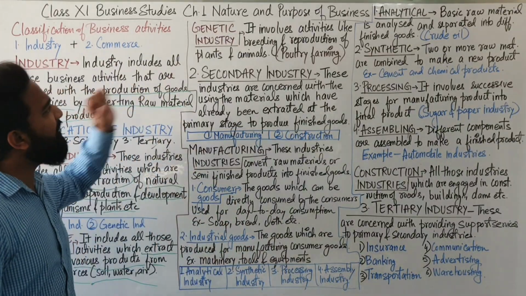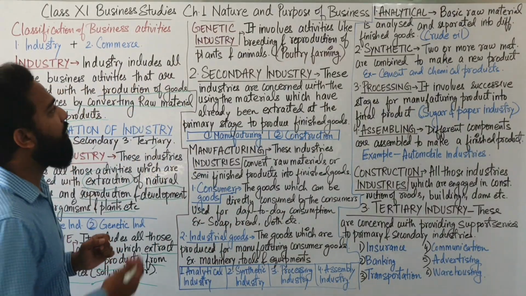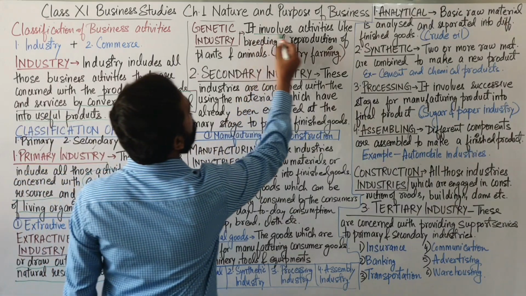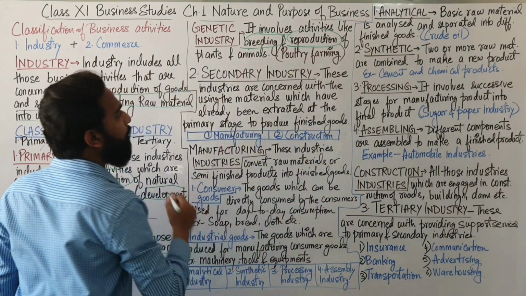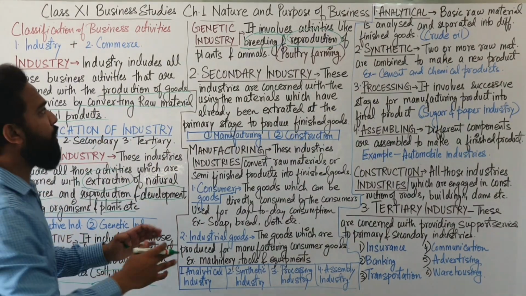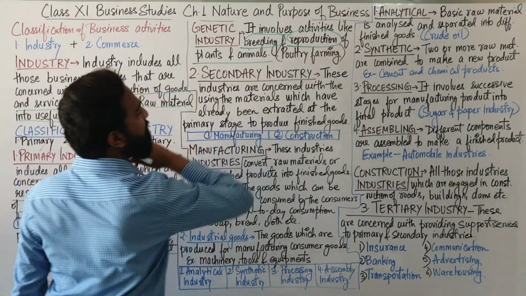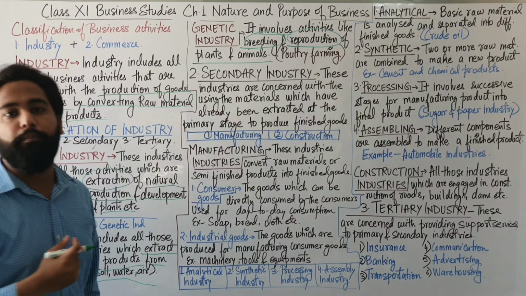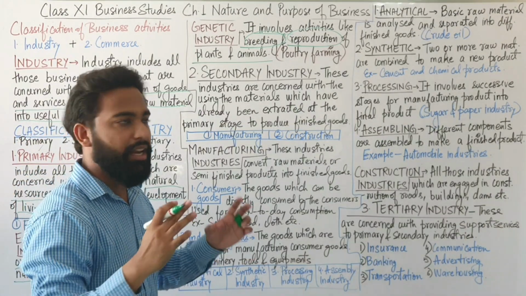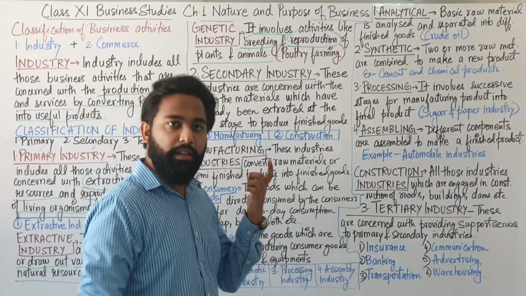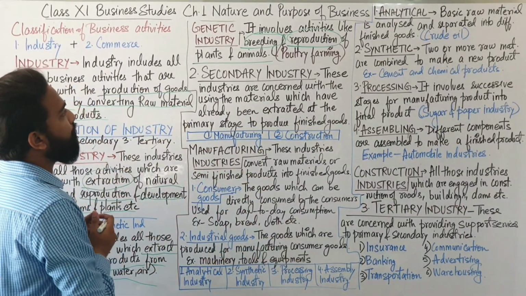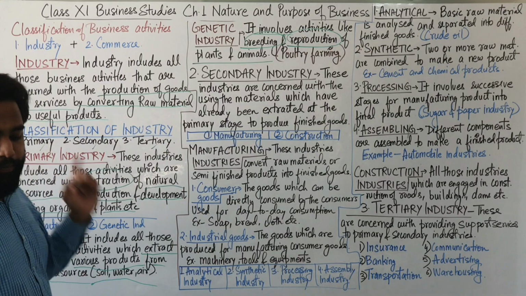Now the second one is genetic industry. Now what is genetic industry? It includes activities like breeding and reproduction of plants and animals. For example, poultry farm. You know, chickens are kept under poultry farming where the breeding and reproduction of hens is there. So that's for the primary industry.